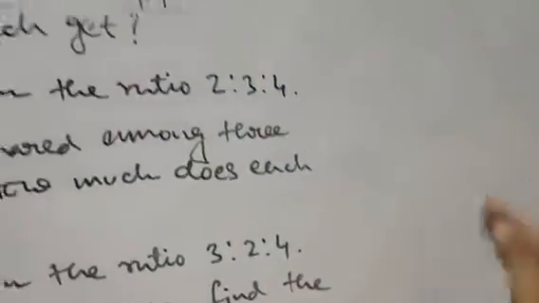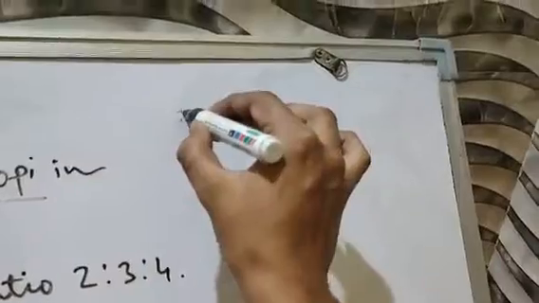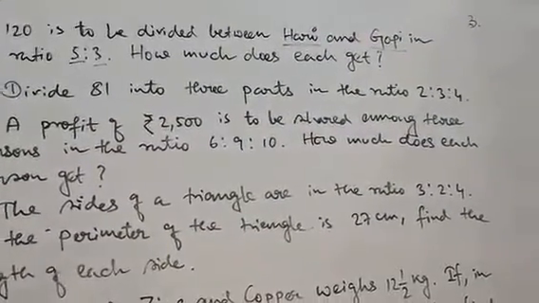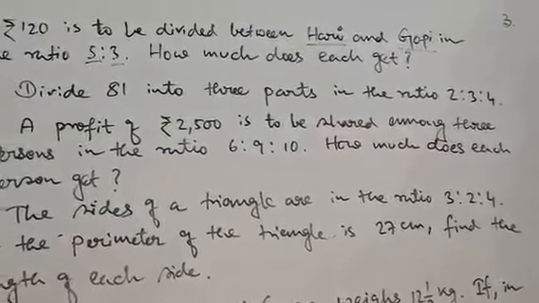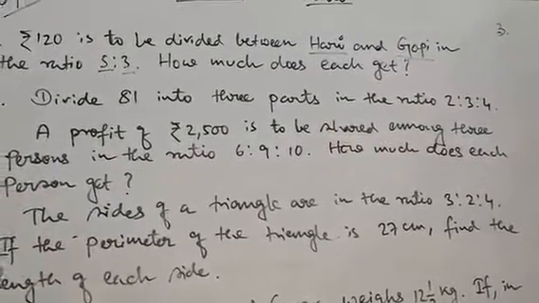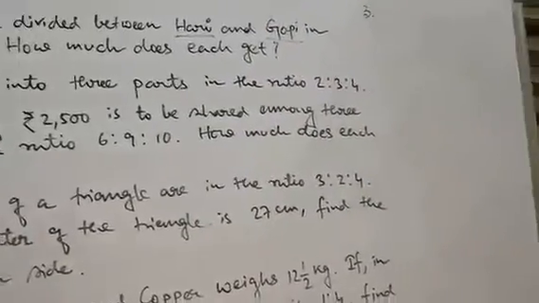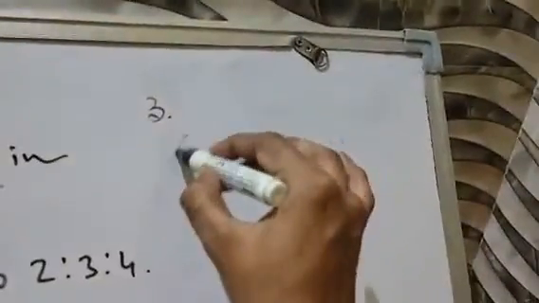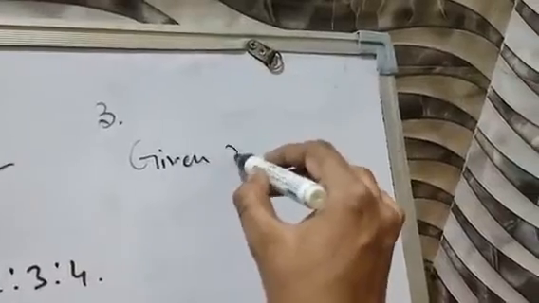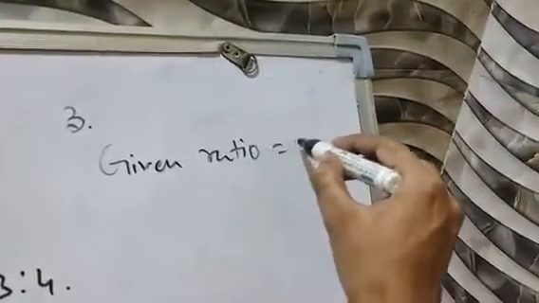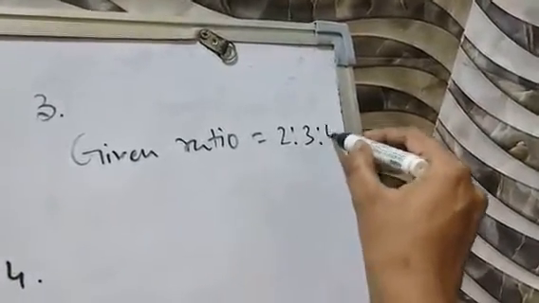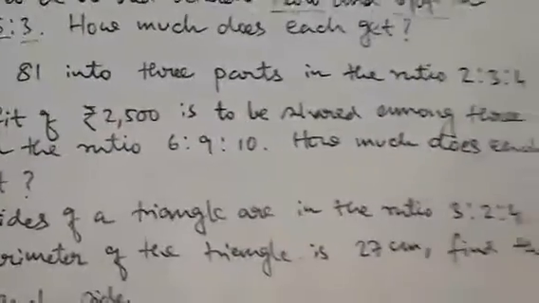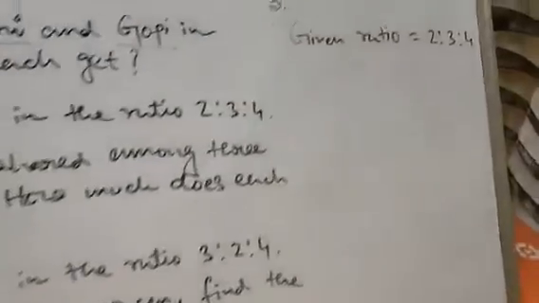Next question number 3. Question number 3 is divide 81 into 3 parts in the ratio 2:3:4. So there is a number 81 and we have to divide 81 into 3 parts in the ratio 2:3:4. Therefore given ratio equal to 2:3:4. Clear? Therefore we have to divide 81 into 3 parts in the ratio 2:3:4.